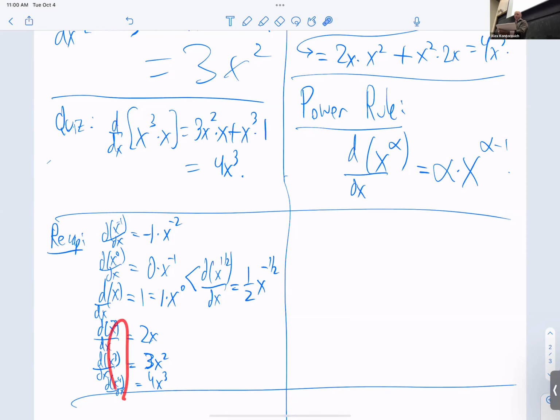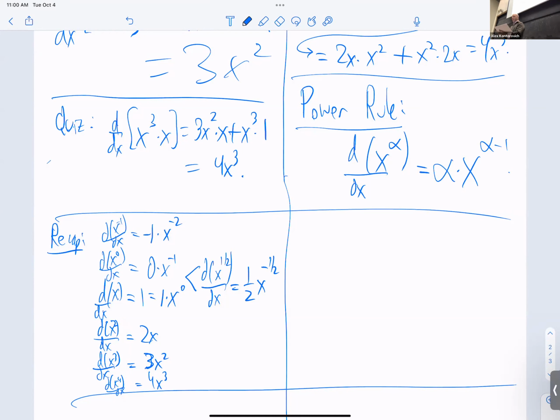You can prove this for integers very easily. Should I show you the proof? Anybody want to see the proof? Okay, some people want to see the proof. Great. This is not a course on proofs. The exams will not ask you to prove things like the power rule or the product rule or the quotient rule. We want you to be able to compute these things and to understand why they exist.